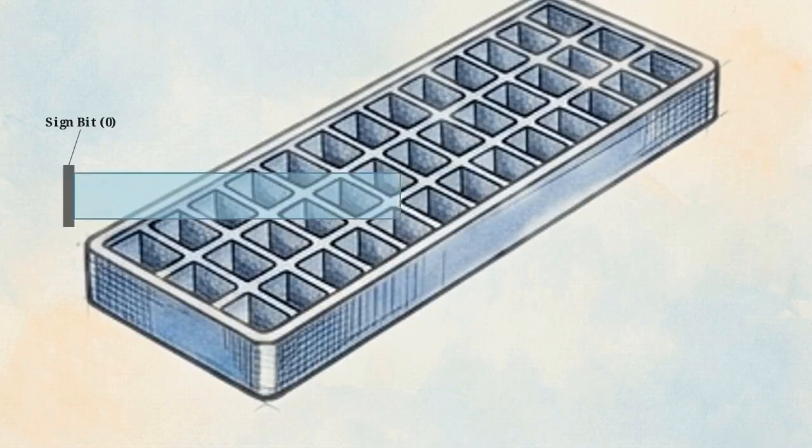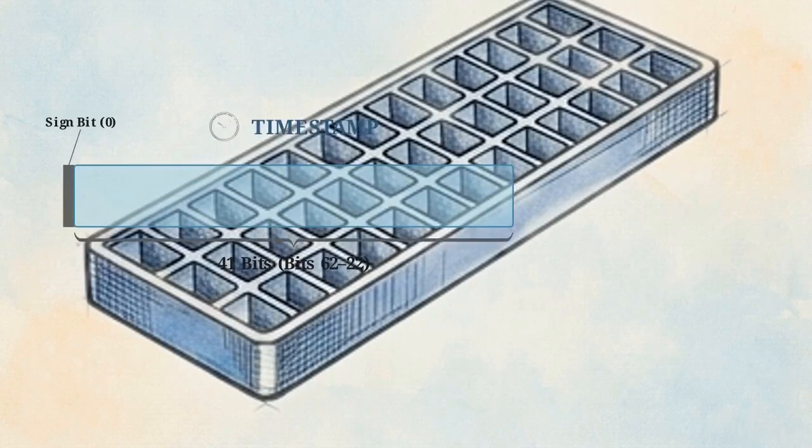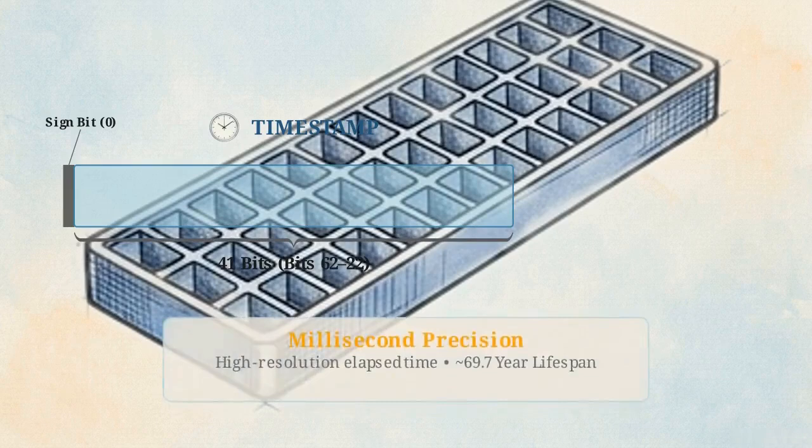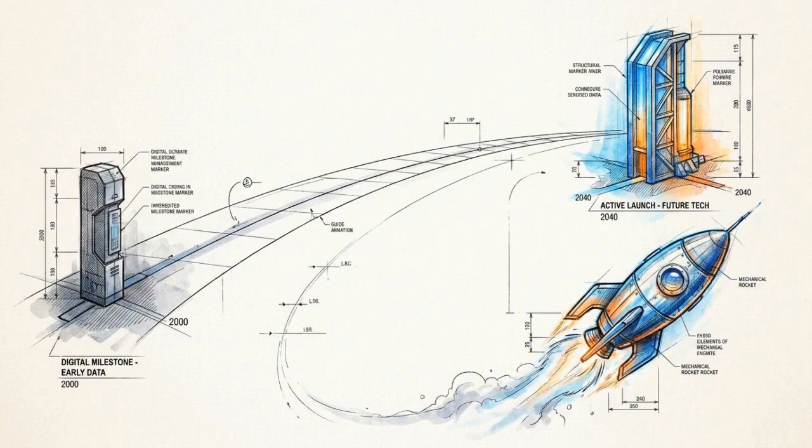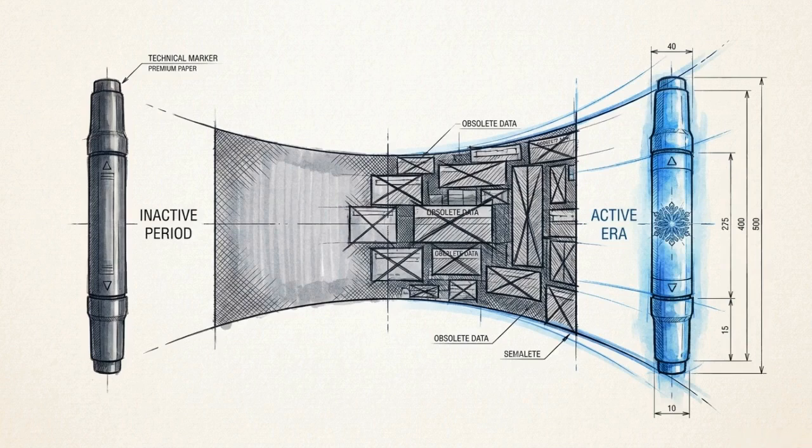The next 41 bits, from bit 62 down to 22, form the timestamp block. This section records elapsed time in milliseconds. Instead of measuring from the standard 1970 Unix epoch, a Snowflake generator measures time from a custom epoch, a date set close to the application's launch. Using the 1970 epoch today would waste decades of usable integer space.